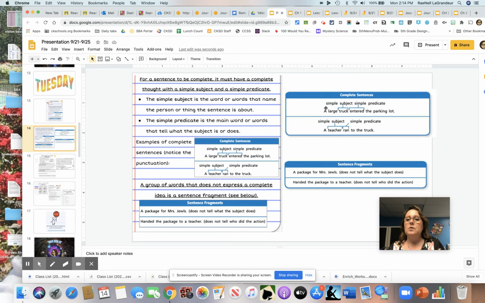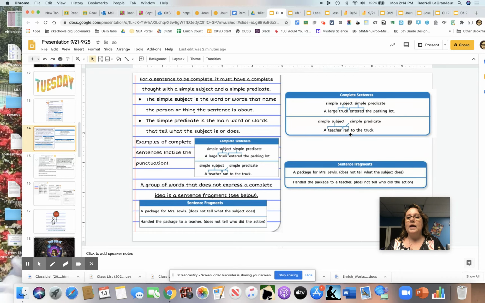This is really small, so I've blown it up over here. So here we have the sentence, a large truck entered the parking lot. So who or what is that sentence about? Well, it's about a truck. What did the truck do? Well, it entered. Now, it entered the parking lot. Could I include that? That's called a predicate, but this is a simple, just what it did. It just entered.